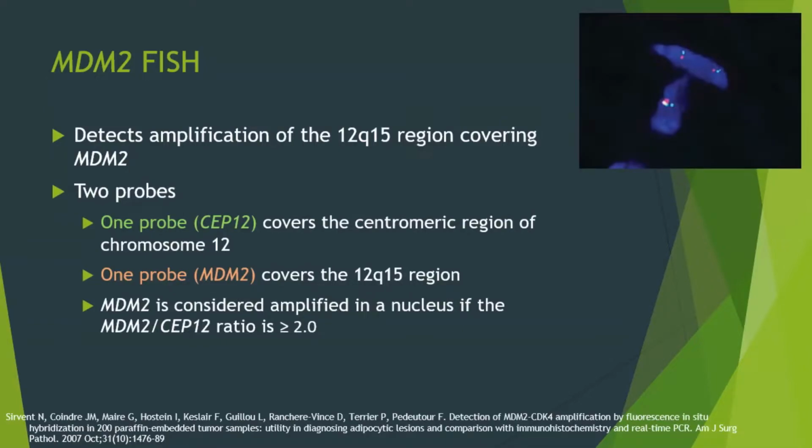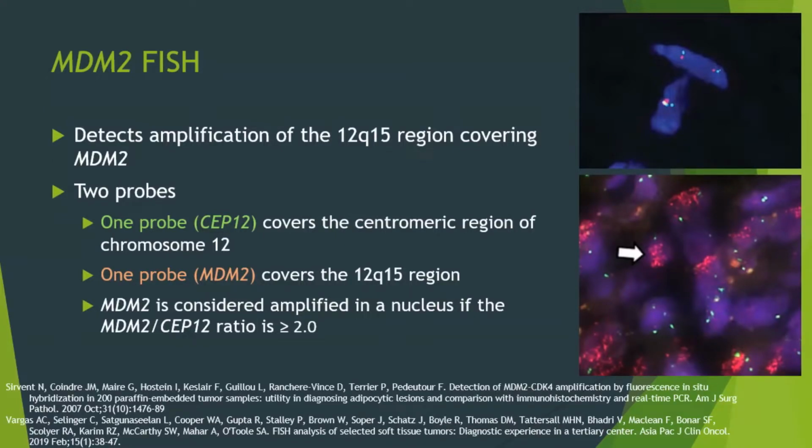In a normal cell in which there is no MDM2 amplification, there would be two copies of chromosome 12, so there would be two green signals like the picture on the upper right. There would also be two copies of MDM2, so there would also be two orange signals.